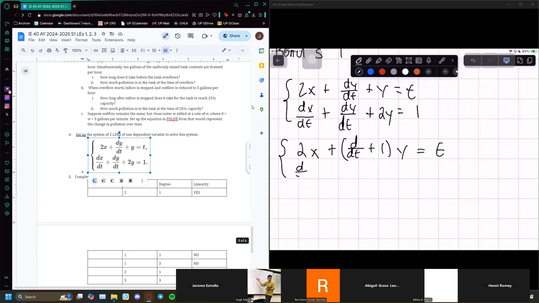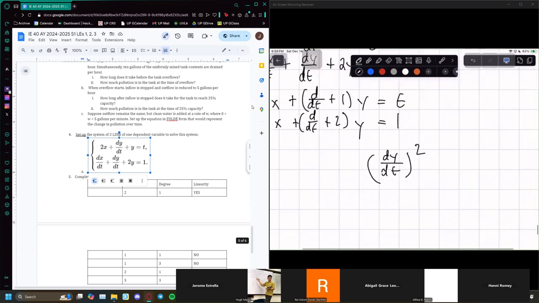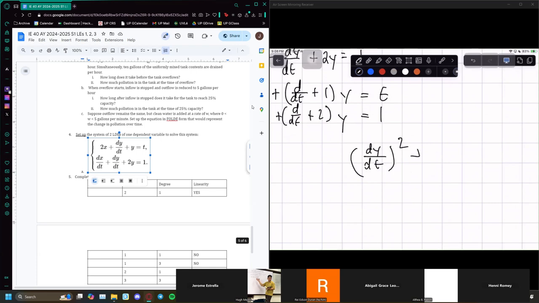So d over dt x. And in any case, like with differential equations, be careful with the d over dt. For example, if it's a second derivative, it isn't dy over dt squared. It is d squared y over dt squared.